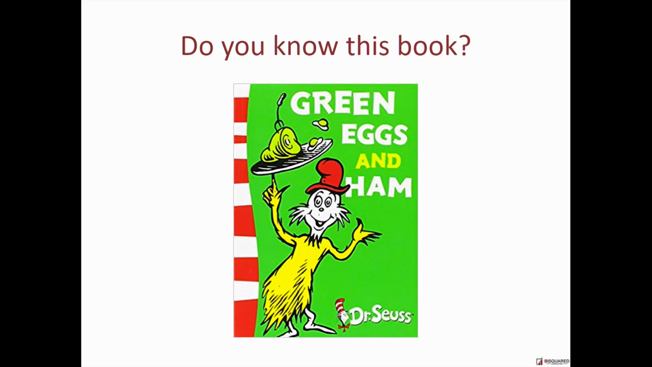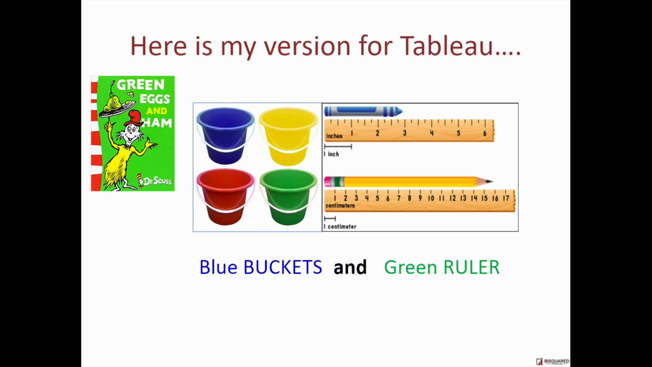Just one more quick diversion. Do you know this book, Green Eggs and Ham? This is a book that I really enjoy reading to my kids. When I was trying to come up with my own version of Green Eggs and Ham for Tableau, this is what I came up with: blue buckets and green ruler. It doesn't sound as nice as Dr. Seuss's work. But when I was thinking of green ruler, this book's image came, and it's a very funny image, so I thought I can put the same thing across to you, because we remember funny stuff, right? So I want you to memorize this simple thing: blue buckets and green ruler.